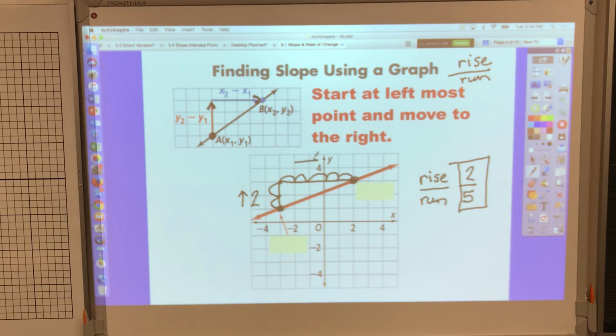Rise over run. That run will always be positive, and that's why we can look at that rise to tell us if our slope is positive or negative. So for our graph, we find slope using our rise over our run.